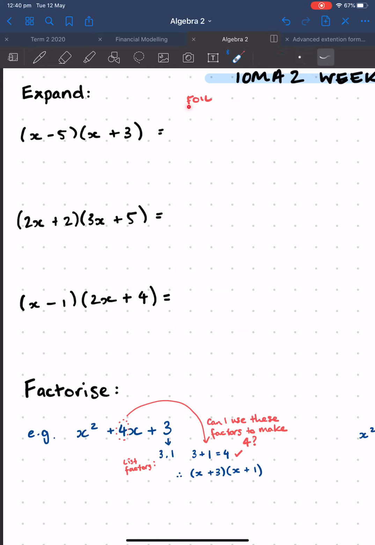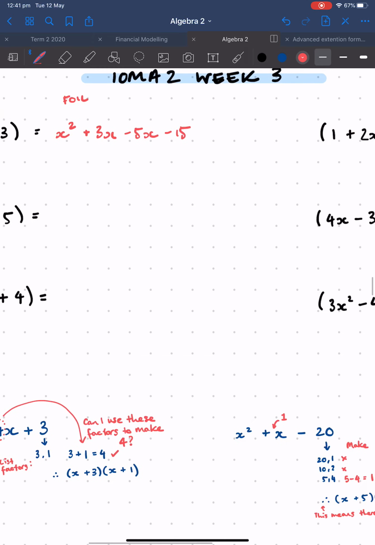So what you're going to start with is the F, which stands for multiplying the first part of each bracket. So that's going to give you x times x, or x squared. The O stands for outsides, so you're doing the outsides of the two brackets, and you'd get 3 times x, so 3x. I is for insides. Now notice here this is negative 5 times x, so you get negative 5x. And finally, L is for the lasts. You get negative 5 times 3, so negative 15.